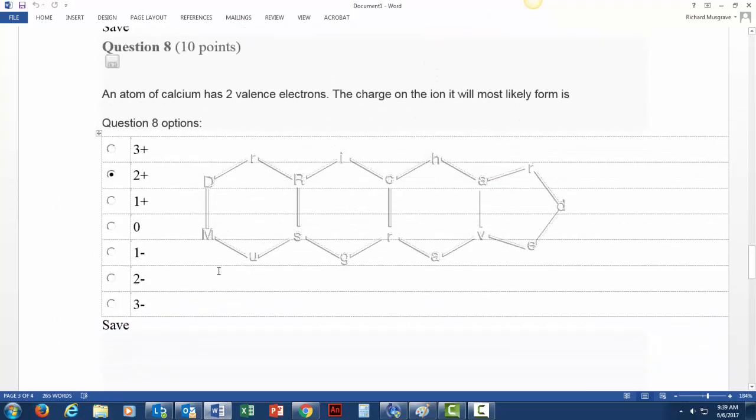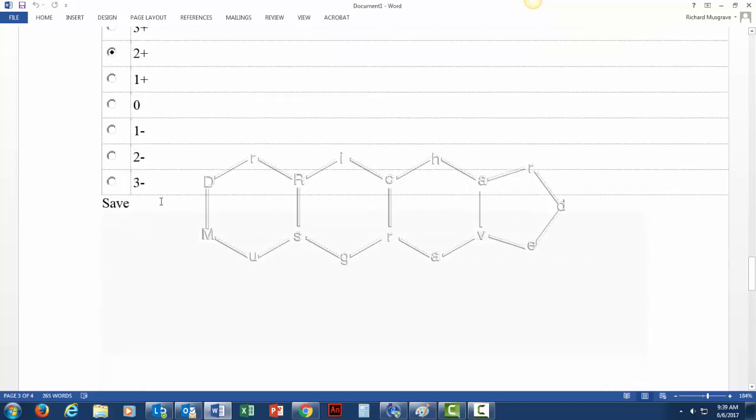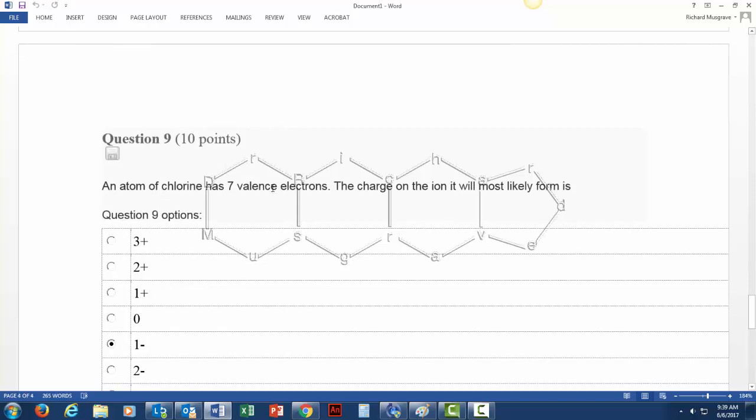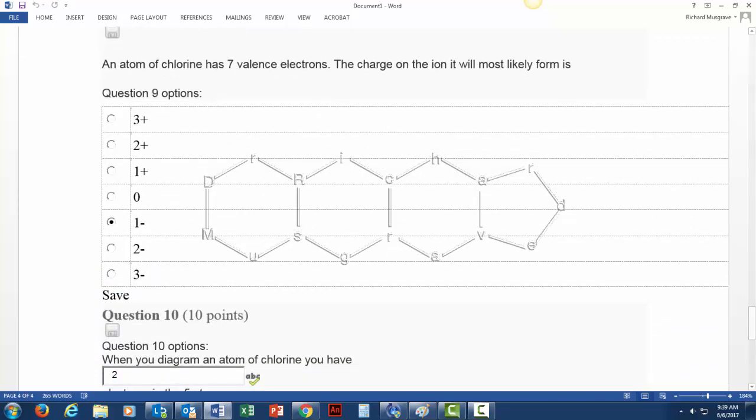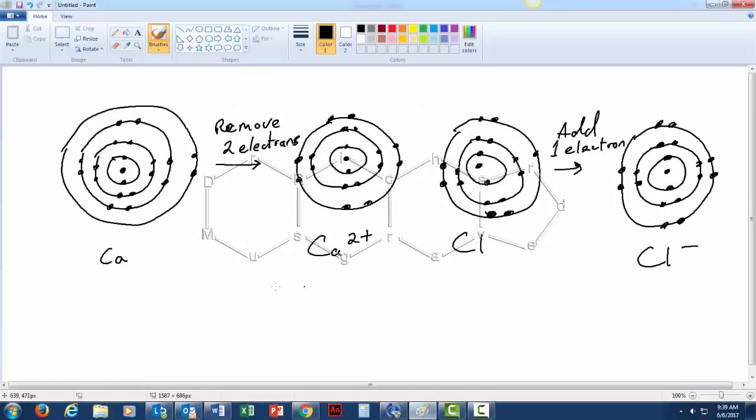The next two questions. An atom of calcium has 2 valence electrons. The charge on the ion it will most likely form is 2+. And an atom of chlorine has 7 valence electrons. The charge on the ion it will most likely form is 1-. Now I have this one explained over here.